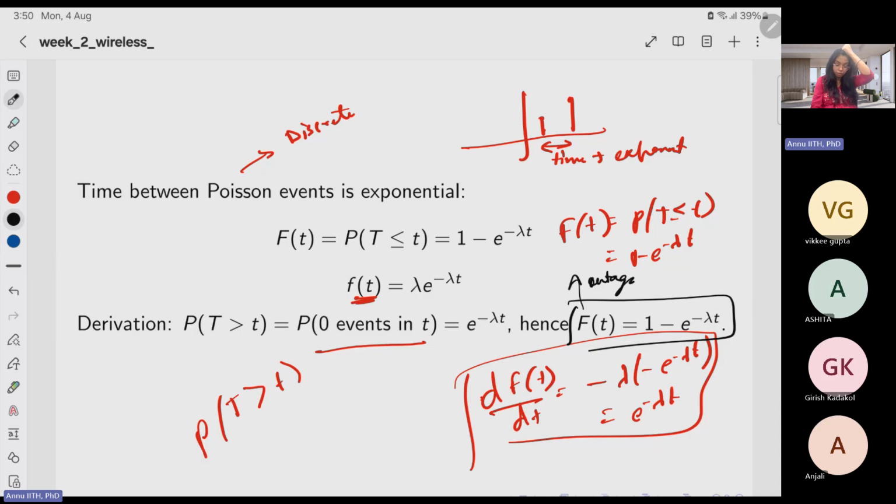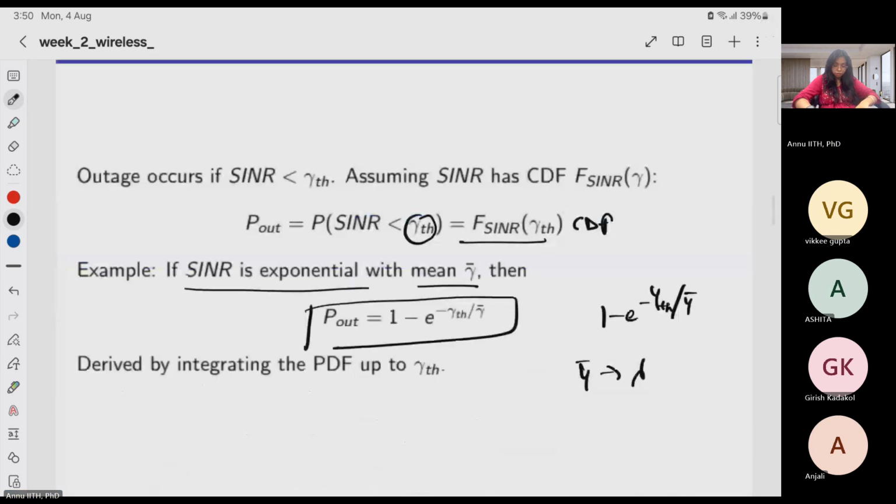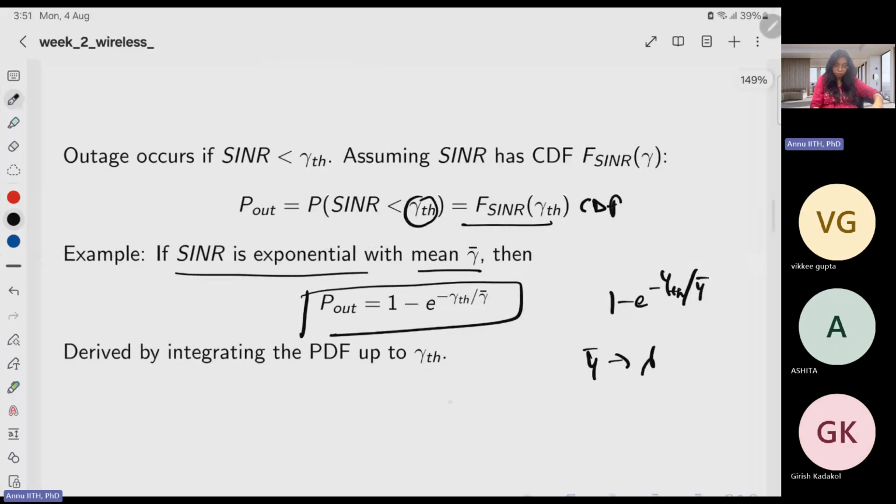See how different distributions are used in practice in communication systems. So it is the outage probability distribution: 1 minus e power minus lambda t. And since it is greater than the threshold, it is e power minus lambda t.